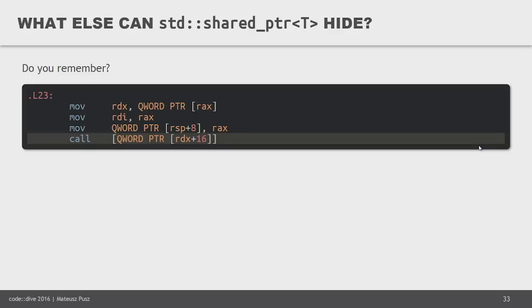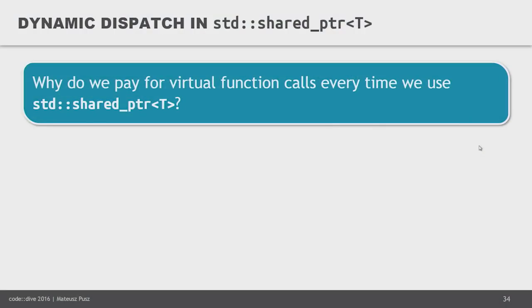And what's more interesting here is that you have to read a pointer to get the vtable. From the vtable, you verify which function to run. It may turn out that this function is not in instruction cache. And then our application stalls and waits until the instruction cache fills with the code to run. That is why dynamic dispatch can really hurt you when you are caring for performance. So why do we have to pay for virtual function calls every time we use shared pointer?